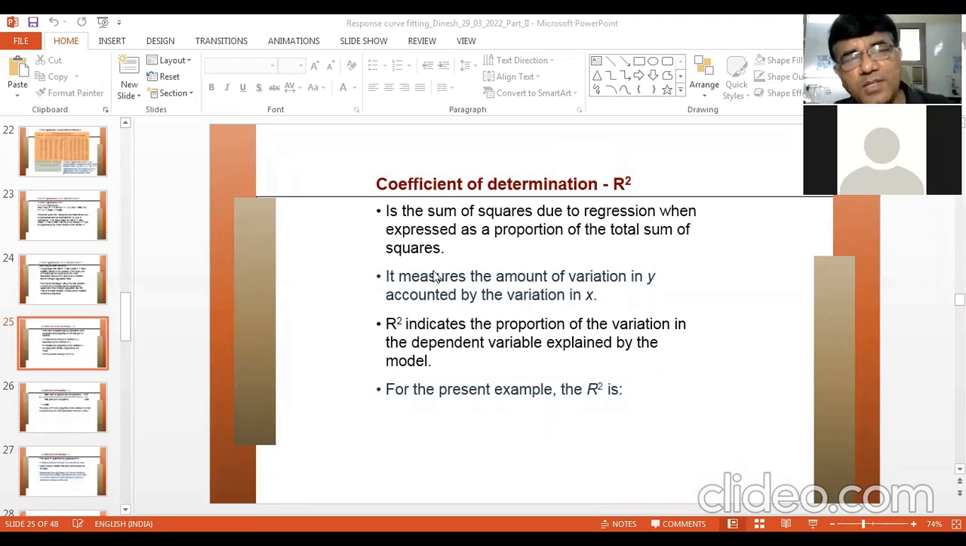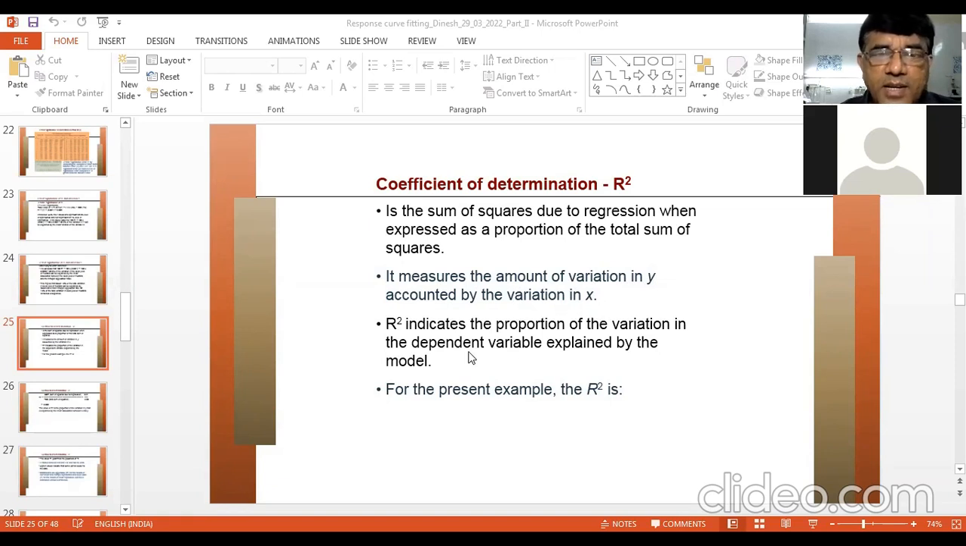So for example, if you get R square value 1, then there will not be any error. The total sum of square is equal to regression sum of square. Means all kind of relationship is there. This line is representing the data the best, and all the observed points are on the line when R square is 1. So it measures the amount of variation in Y accounted by the variation in X.